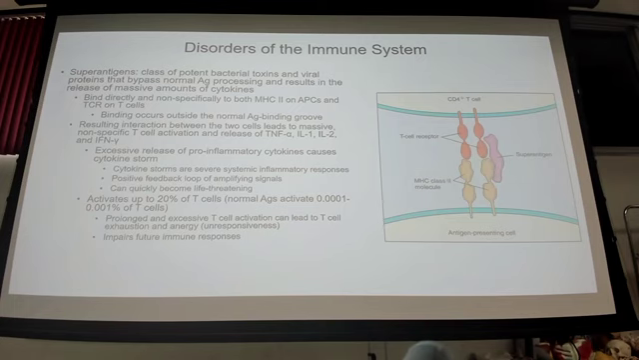Okay, so the first we'll talk about is by far the most important for this course. We'll talk about superantigens a lot in Block 3, bacteriology. And what they are: potent bacterial toxins and viral proteins that bypass normal antigen processing, and they result in a massive release of cytokines.